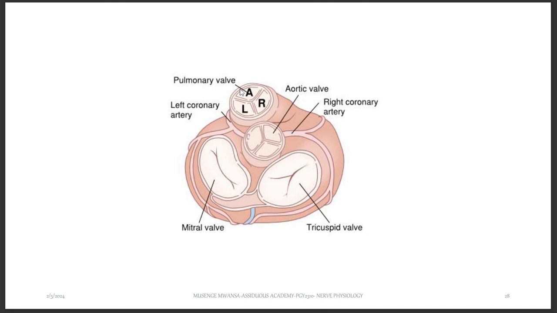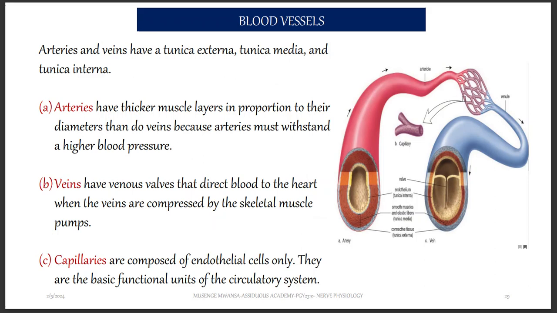Pulmonary valve on top, aortic valve, mitral valve looks to be on the left, and then tricuspid looks to be on the right.